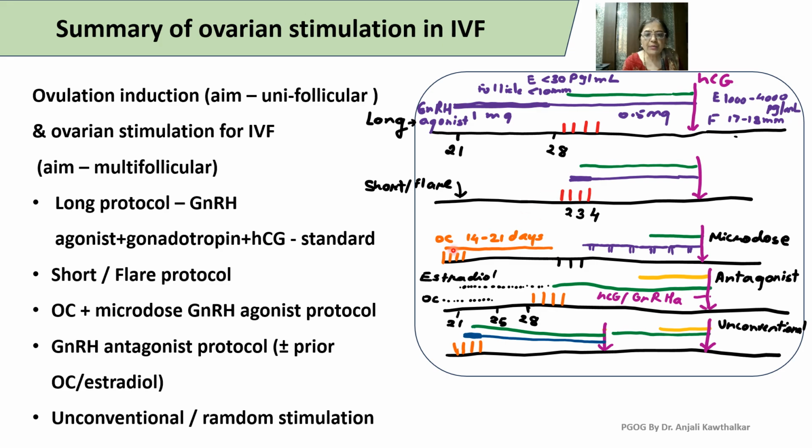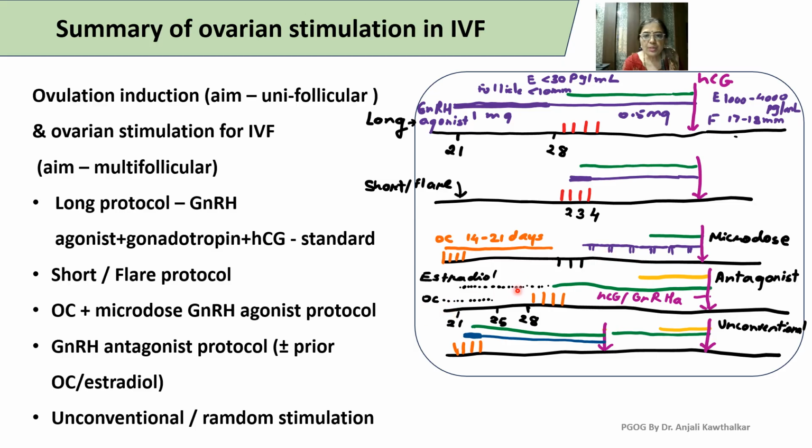So to prevent that, we add OC pills in this third protocol, that is, the use of OC with a microdose of GnRH agonist, where we use a small dose of leuprolide, 40 microgram twice a day.